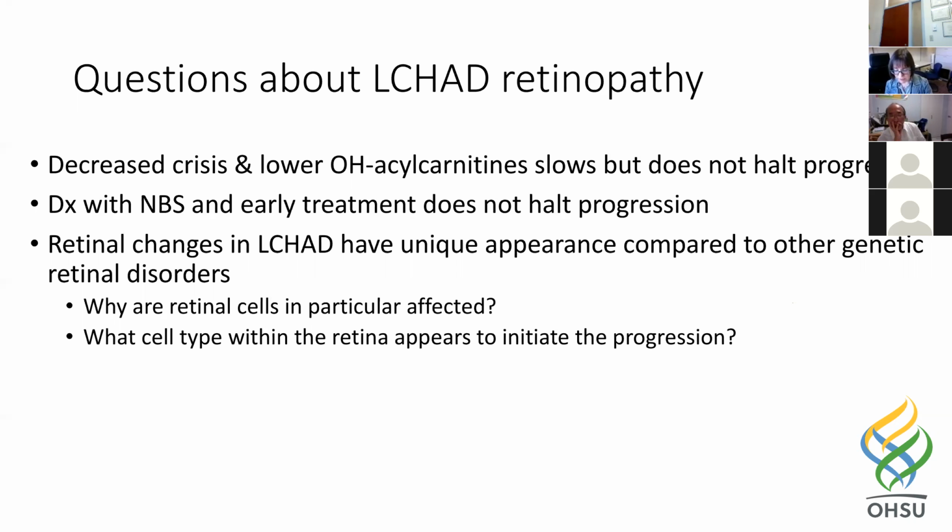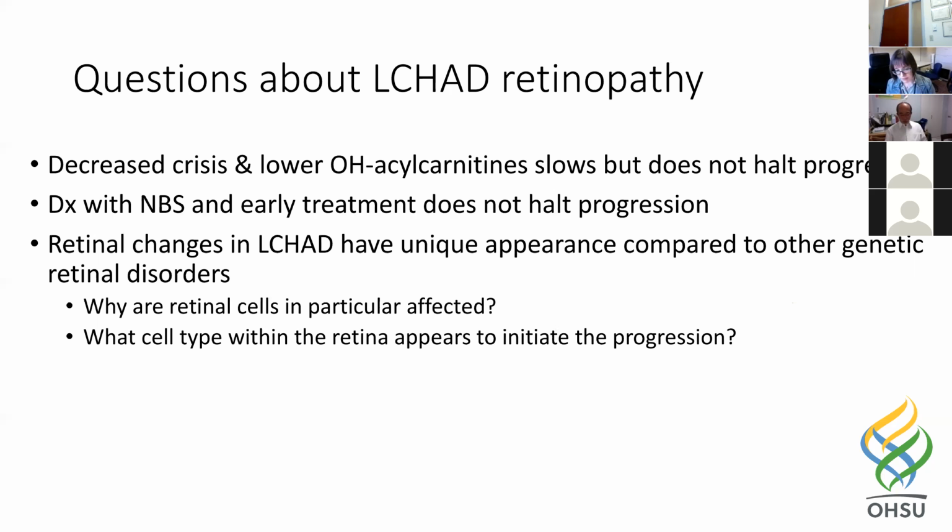It's somewhat punctate. The ophthalmologist describes it as punching holes across the retina in a pattern around the macula. So that led us to ask the question: why are retinal cells in particular affected? What is it about LCHAD deficiency that really targets this particular organ? And what cell type within this complicated organ appears to initiate this progression?